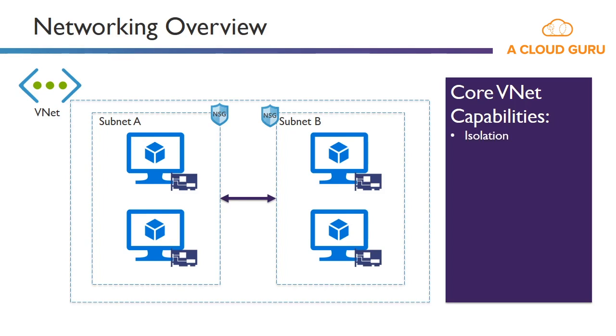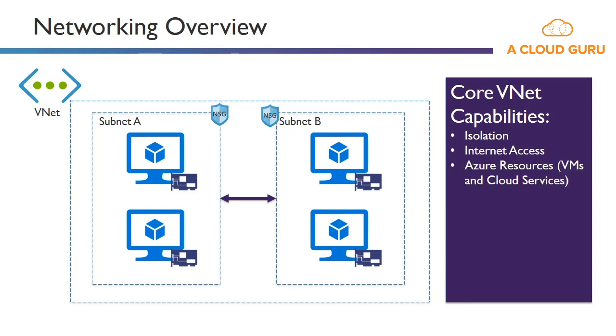First of all, they are isolated. VNets are isolated from one another unless we choose to connect them to each other. So VNet isolation is very important, particularly in multi-tenant scenarios. They all provide internet access. So if we want to connect these VMs to the internet, we can do that by default unless we choose to restrict that, but that is available for us.